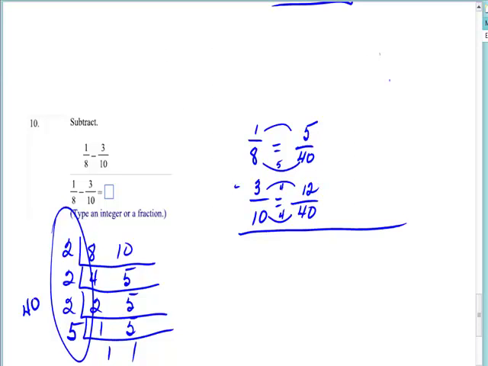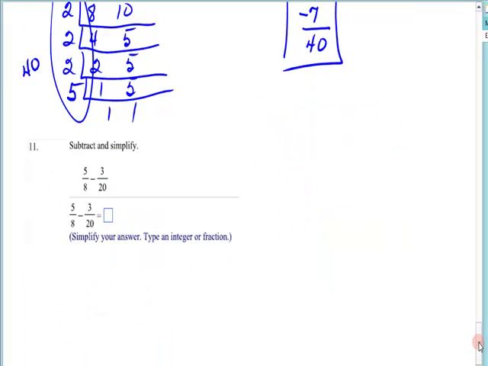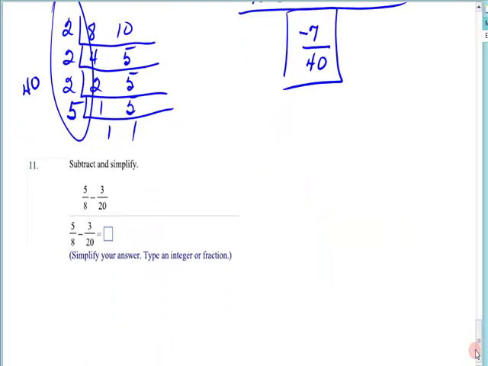I need to try to subtract 5 minus 12. I can do that since I know about negative numbers. I get -7 over 40. So in these answers, once in a while, you're going to get a negative fraction. And I don't think there's anything really new about number 11. So I hope that that's enough examples for you to feel comfortable adding and subtracting unlike fractions.